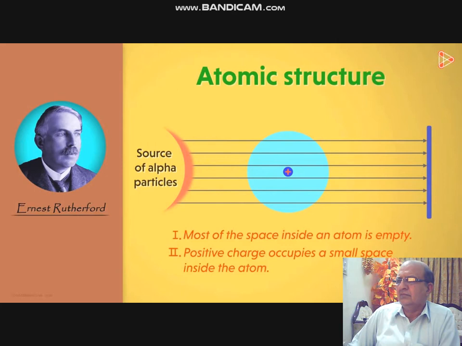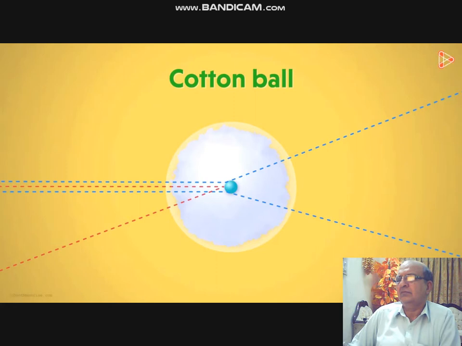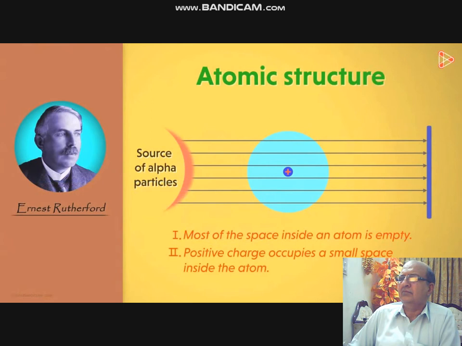Now, why did he think so? Let's go back to our cotton ball and bullet example. Can you recall the second and the third case? Yes. The bullets get deviated on hitting the tiny sphere at the edge, and they rebound when they hit the center. The same explanation holds true for this. A few alpha particles get deviated. That means there is a possibility that these hit the edge of the positive center.